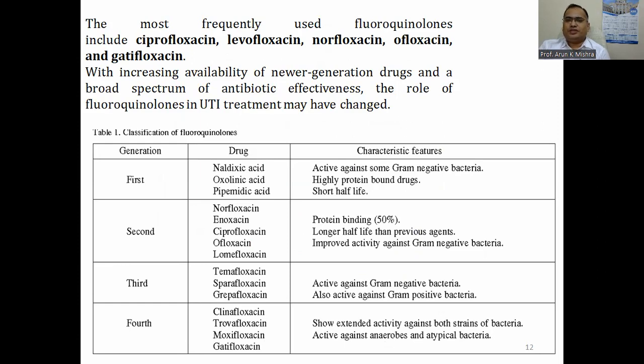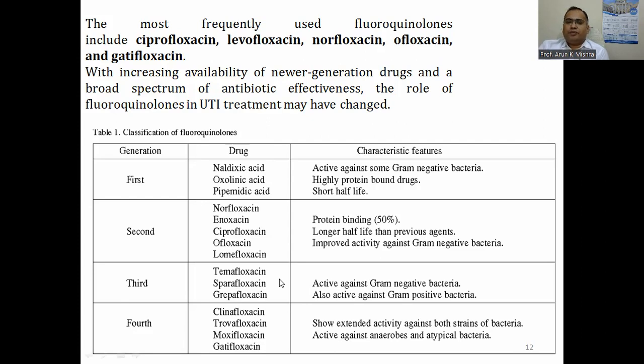The first category is first generation, in which nalidixic acid, oxolinic acid, and pipemidic acid are there. In the second generation, norfloxacin, enoxacin, ciprofloxacin, ofloxacin, and lomefloxacin are there. In the third generation, temafloxacin, sparfloxacin, and grepafloxacin are there. And in the fourth generation, clinafloxacin, trovafloxacin, moxifloxacin, and gatifloxacin are there.